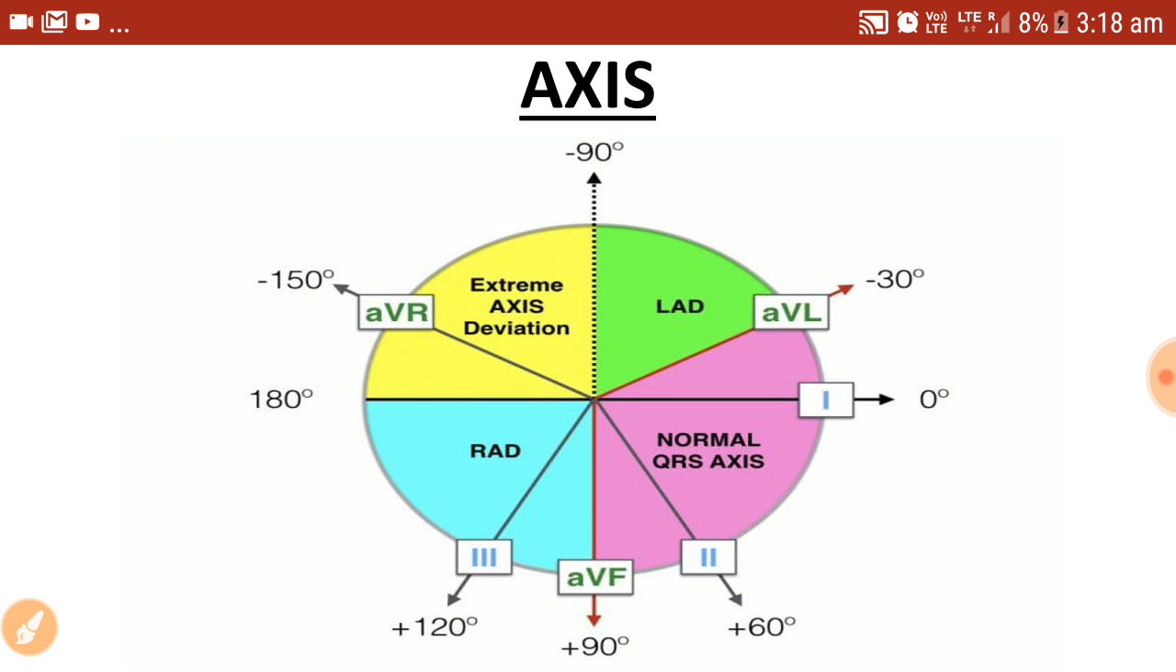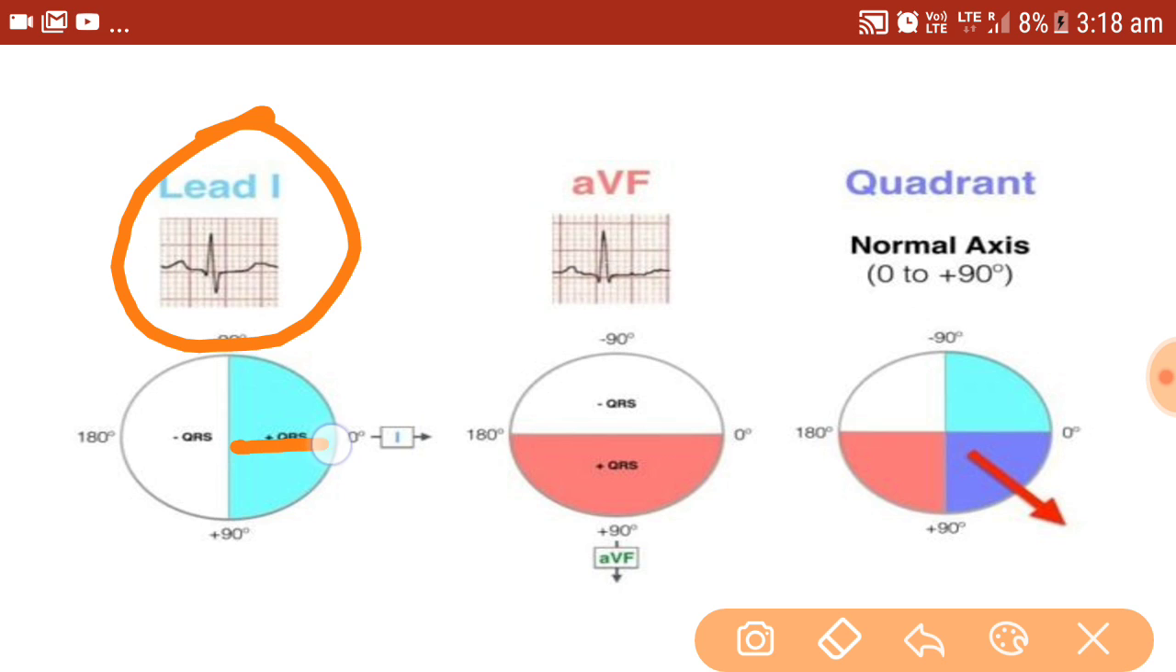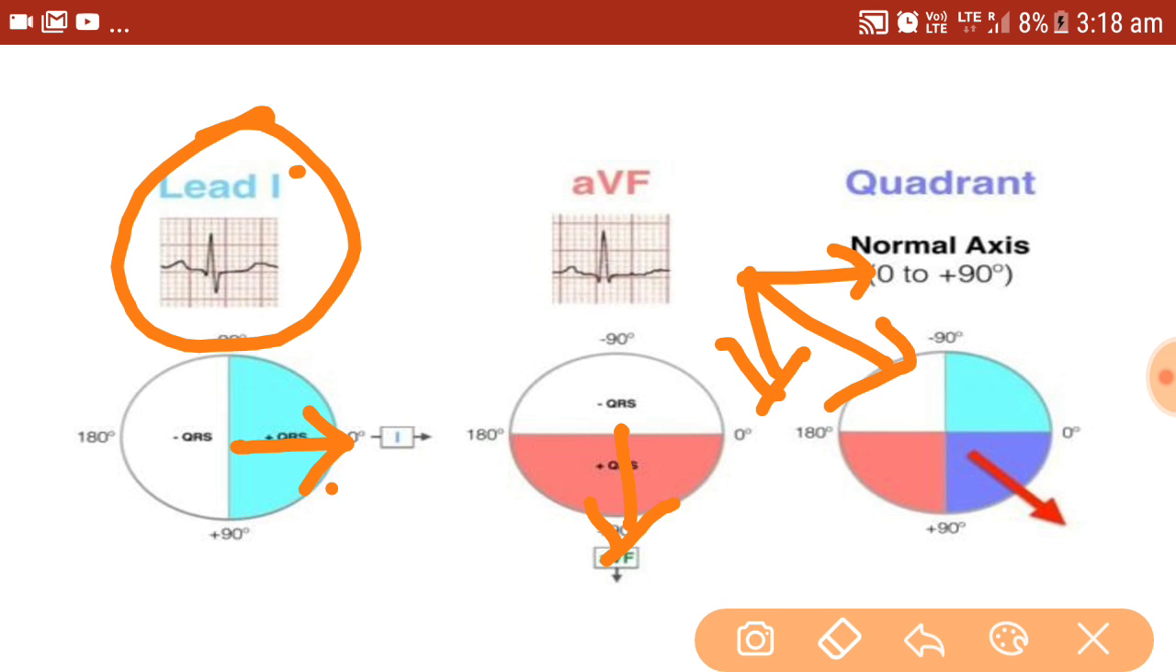Now with an example I'll tell you, you will get this, I'm sure, because see here in lead 1, if you see, it is positive, R is bigger than S. So for positive, you see, it will be like here for lead 1. Okay, lead 1 positive. AVF, if you see, it is again positive, so AVF was positive below. Now if you draw it, it comes like this. Okay, so the common vector will be somewhere here, that is between 0 to 90 degrees, and it will be just normal axis.